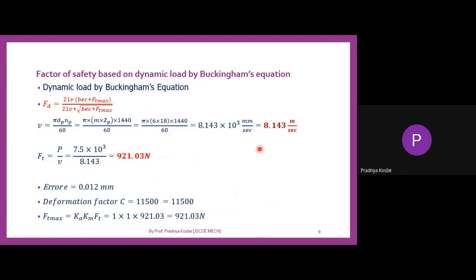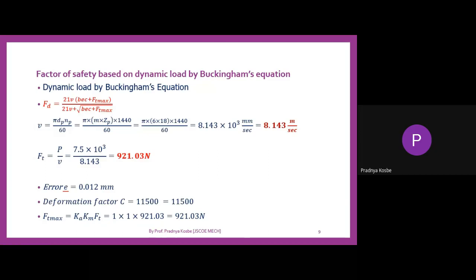Now what you have to do? You have to convert it into meter per second, because power is in kilowatt, and you have to find out tangential load, right? So velocity is 8.143 meter per second and tangential load is equal to power divided by velocity. So it is 7.5 into 10 raised to 3 divided by 8.143, and Ft is equal to 921.03 Newton.